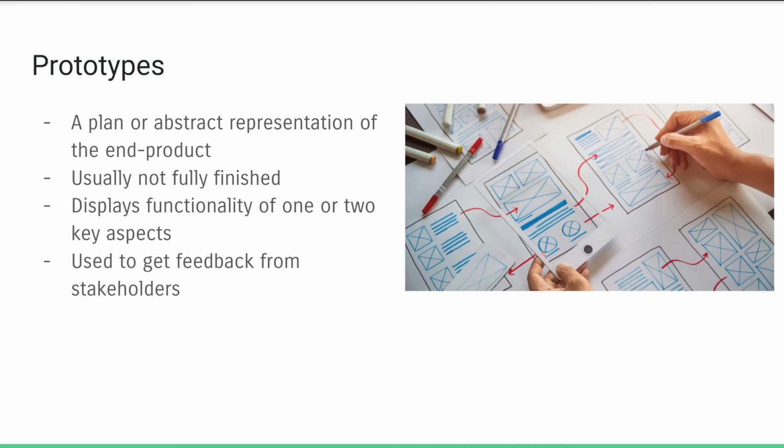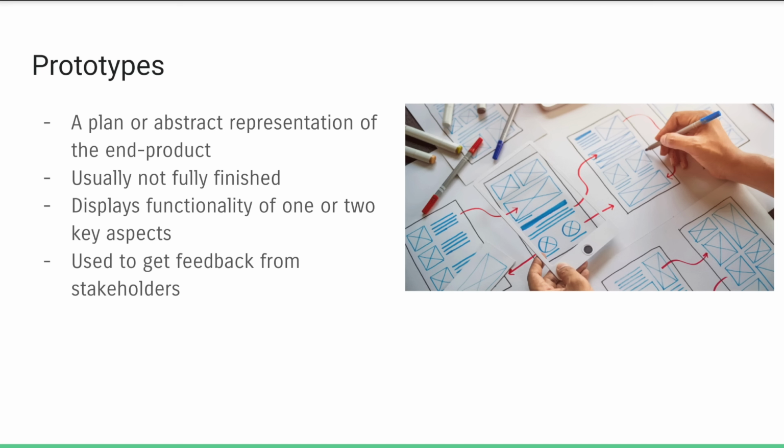Now, another thing we can use to get information from stakeholders is prototypes. A prototype is a representation of our end product. Usually it's either a scaled down version of the end product, or it's just not fully finished. In some cases, it may just be a visual representation. But basically what it does is it focuses on displaying the functionality of the product in one or two key aspects.